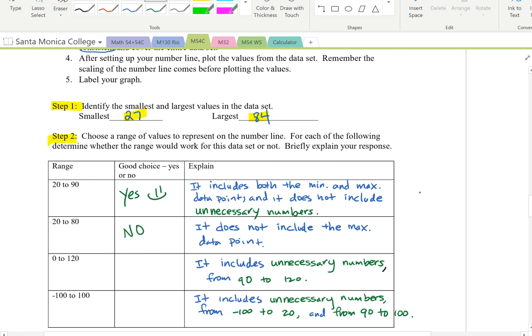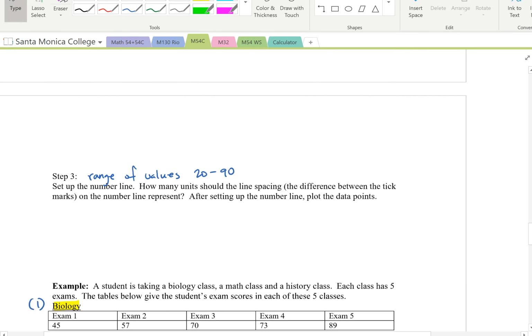0 to 120. Wait a minute here. My smallest is 27. There's no need to begin at 0 here. So it shows some unnecessary part of the number line. Also, the maximum is 84. There's no need to show anything more than 90 here, but it goes up to 120. So therefore, this is not a good one. Okay, negative 100 to 100. Again, the smallest value here is 27. There's no need to show any negative number or any number below 20, or any value more than 90. So it shows some unnecessary parts here. So therefore, 20 to 90 is the best of these, and this is the correct one. So we're going to use this one to plot a number line. Okay, so which is the next one. Let's set up the number line.